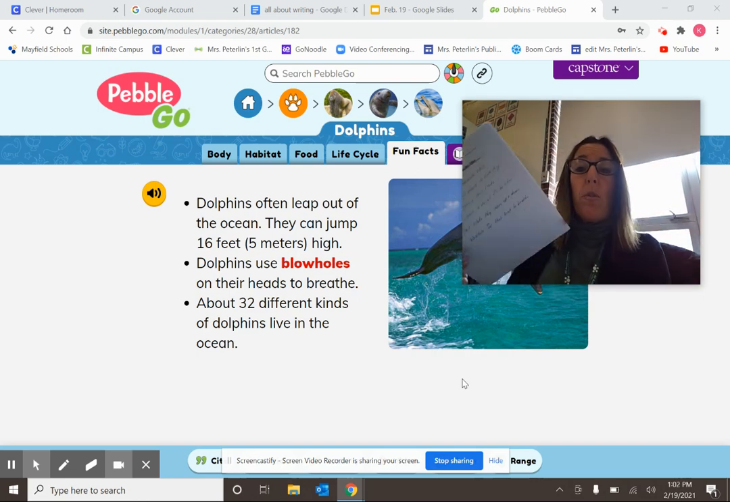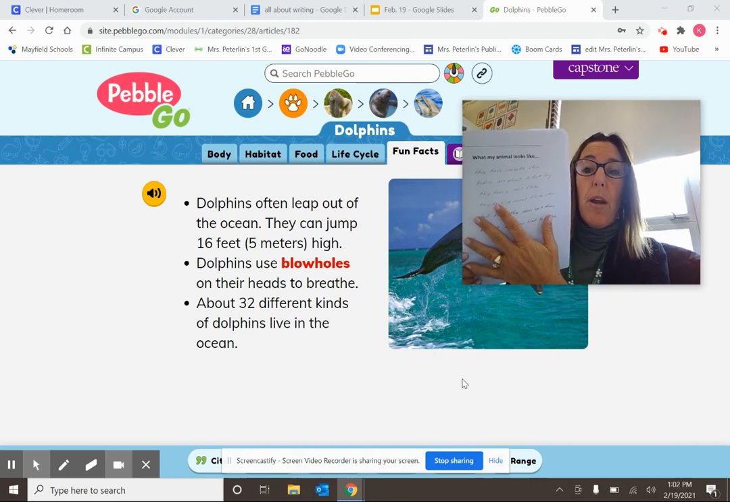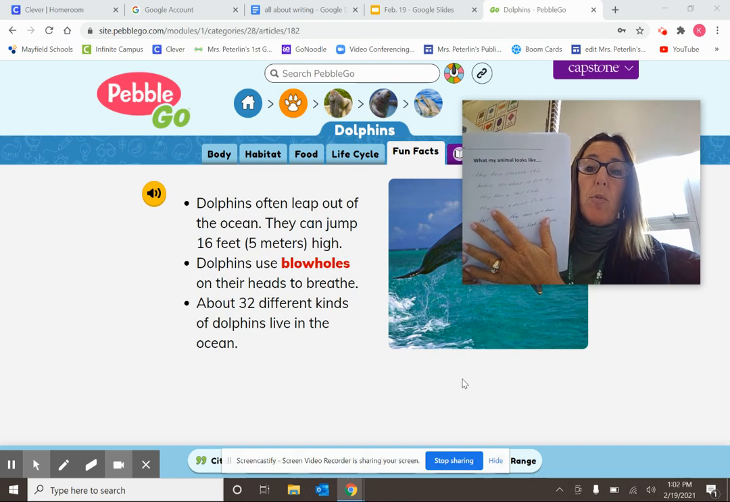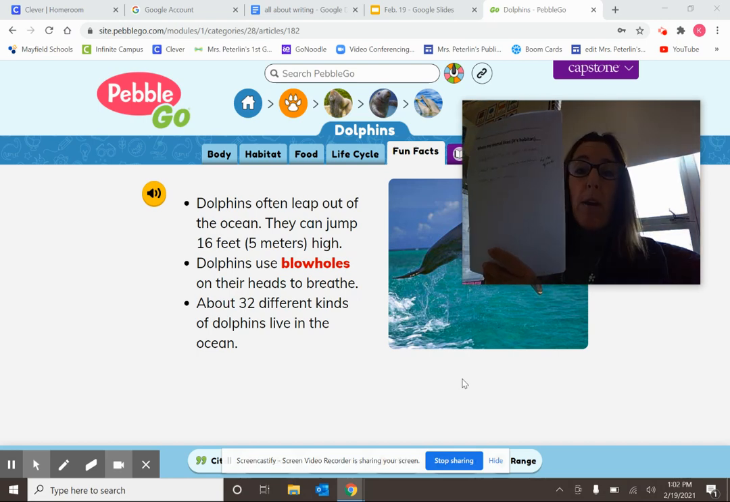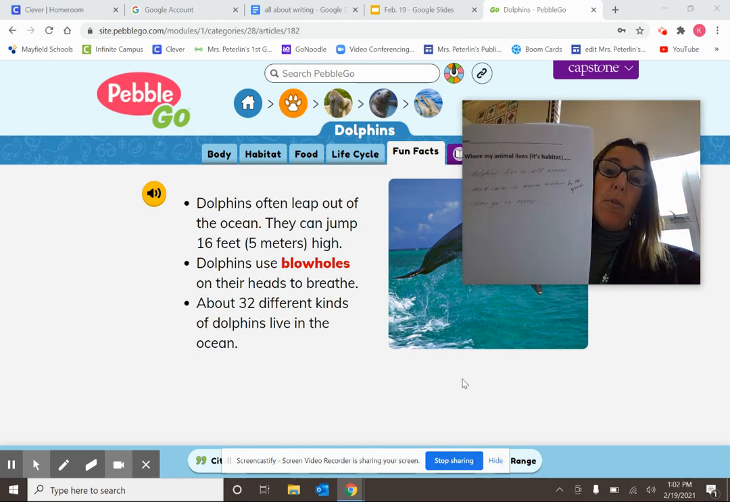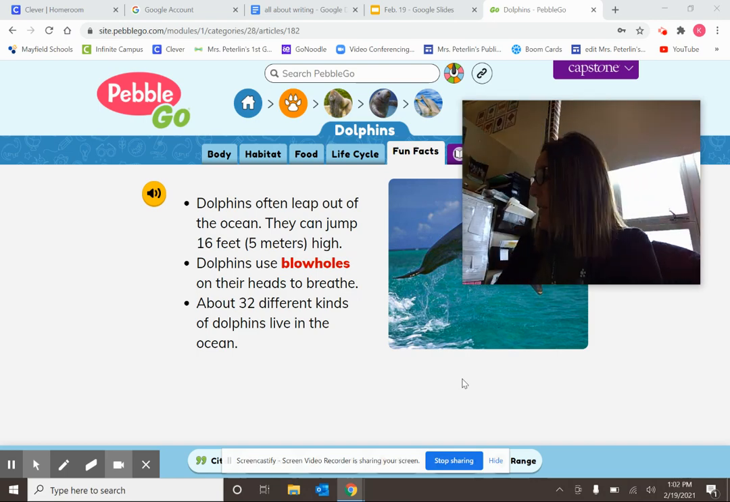Today, we're going to turn our research into a story. We're going to use this to write our first chapter of our story. We're going to write a chapter today on what our animal looks like. And we're going to write a chapter today on where our animal lives, their habitat. Okay, so I'm going to use this information to do that today.